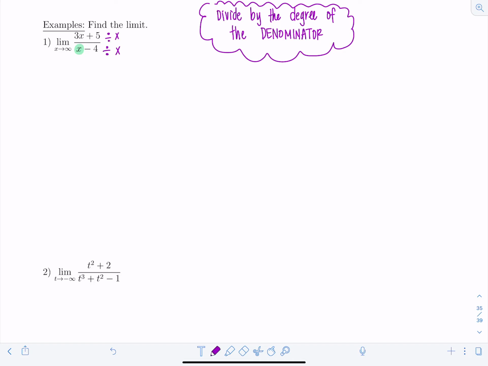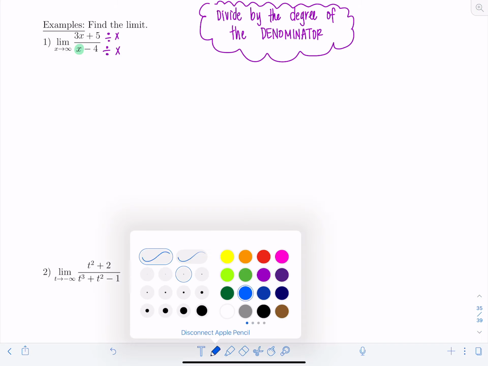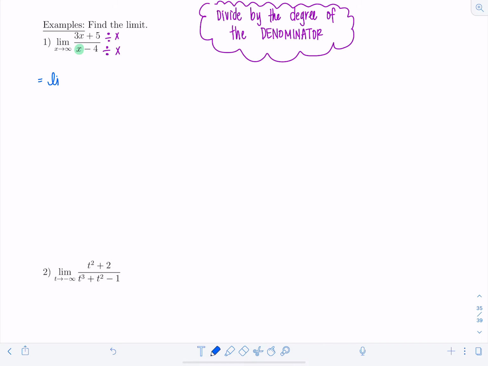I want to use the theorem that we just listed. So now here I have the limit as x approaches infinity, and I'm going to divide all of the terms in the expression by x. So 3x divided by x is 3, and then I have plus 5 over x. And then in the denominator, x divided by x is 1 minus 4 over x.